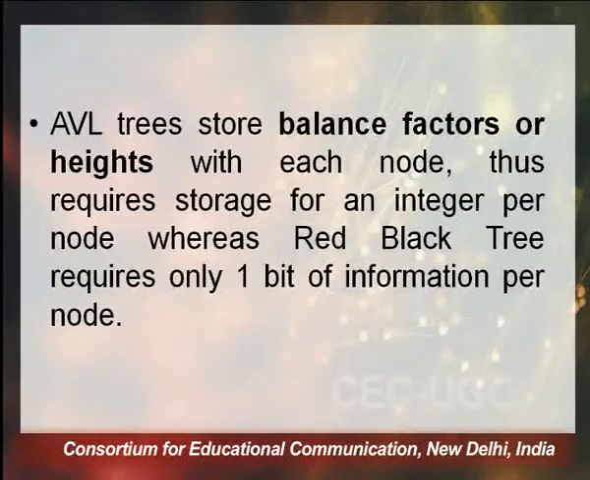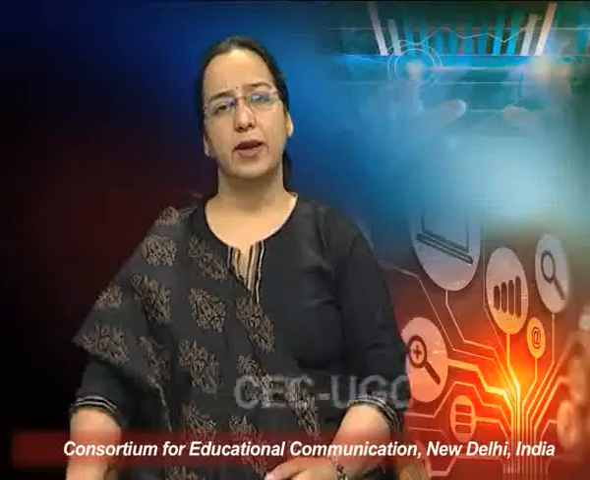Then, coming to the structure of the node, a node in a red black tree stores the color of the node within the structure. The color could be either red or black, only 2 values. So how many bits of storage are required to store this information? Just 1, because we are talking about 2 values, either 0 or 1.